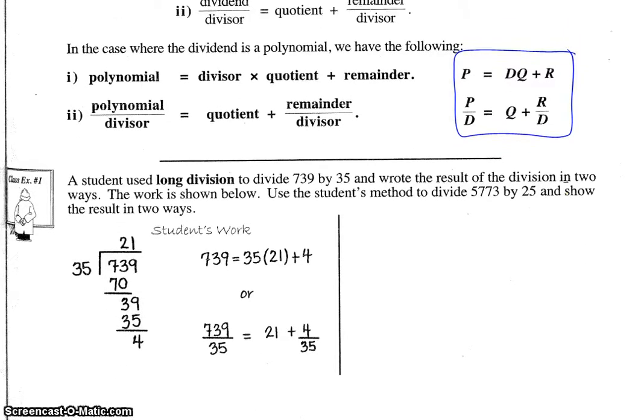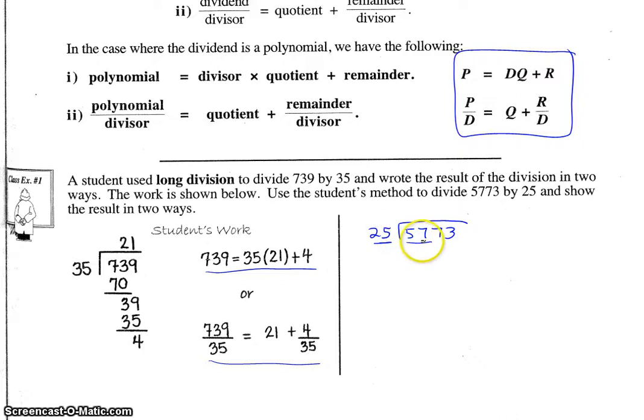All right, so a student used long division. Haha, haven't seen long division for a long time, have we? To divide 739 by 35 and wrote the result of the division in 2 ways. So they wrote it this way, and then also wrote it this way. Use the student's method to divide 5,773 by 25 and show your work in 2 ways. So long division. Boy, this has been a while. What, grade 6 maybe? Okay, we're dividing 5,773 by 25. So 2 digits here, we need 2 digits there.